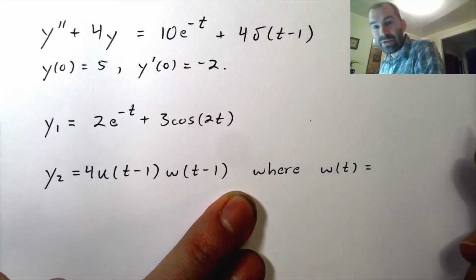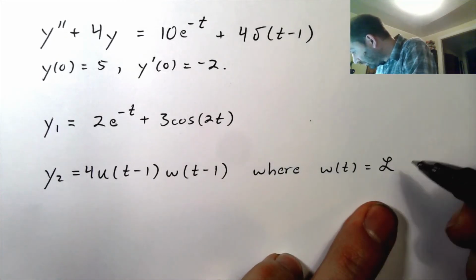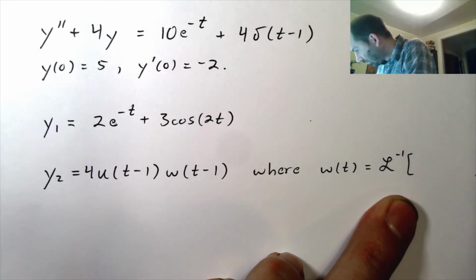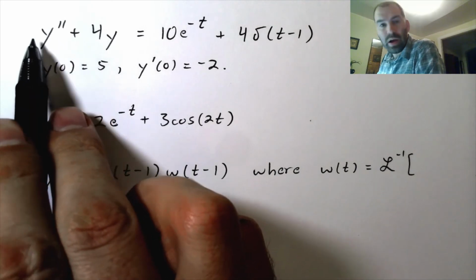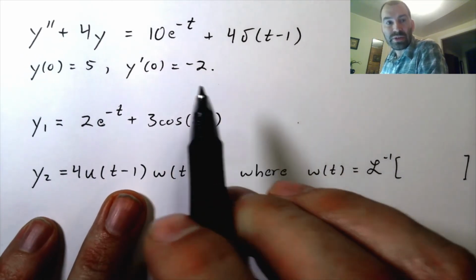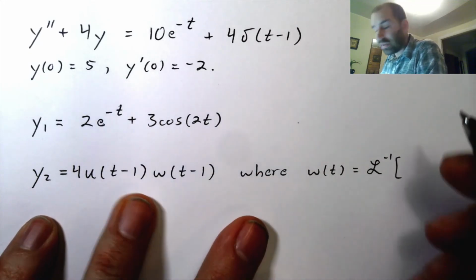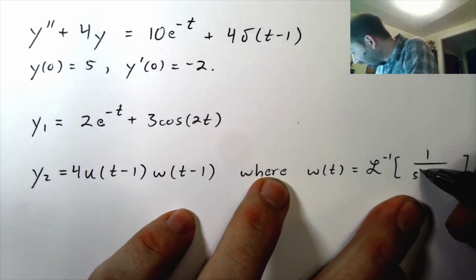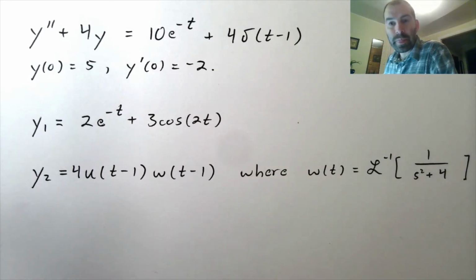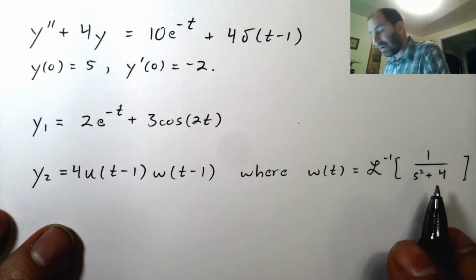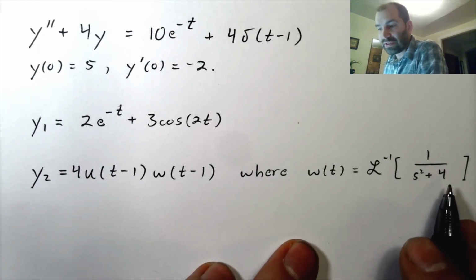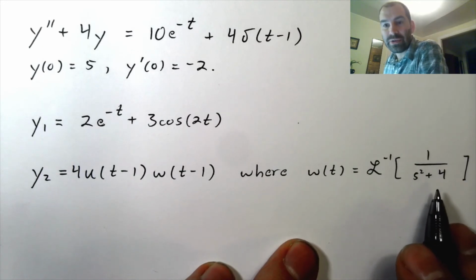W is the inverse Laplace transform of the polynomial that comes from here, the reciprocal of that polynomial. So it's going to be s squared plus 4. So 1 over s squared plus 4. Now, if you look this up on your table of Laplace transforms, you'll see that this corresponds to 1/2 of sine of 2t.